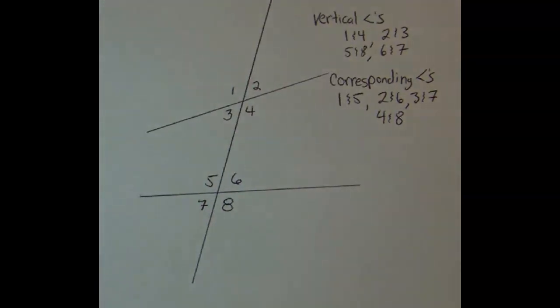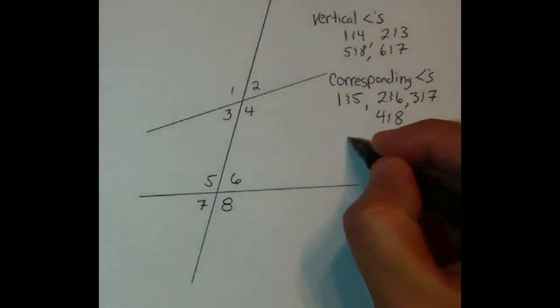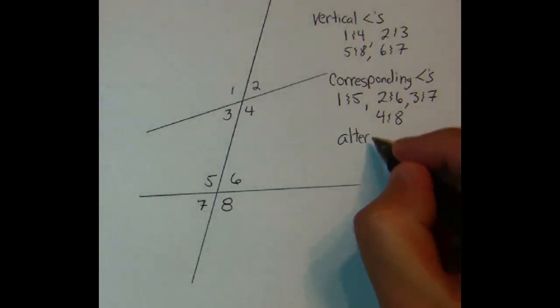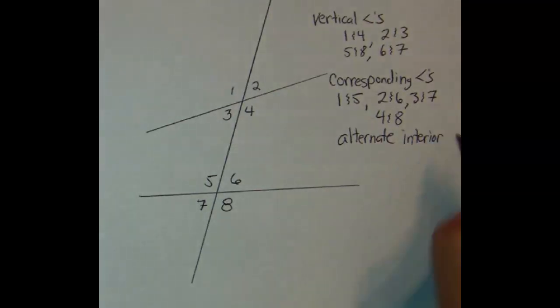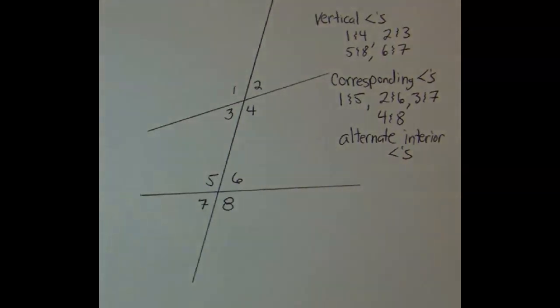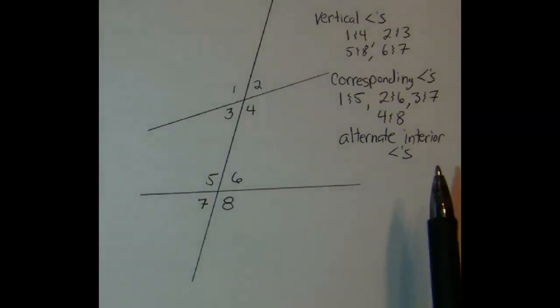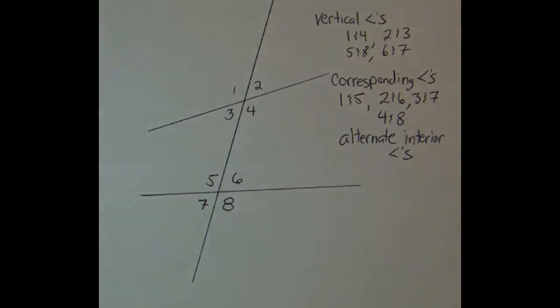Alright, now our third type is alternate interior angles. Now, what does the word alternate mean? It means to switch. Okay, you're kind of switching from side to side. And what does interior mean? Of course, it means inside. So we're going to switch on the inside. So we're going to alternate on the inside.